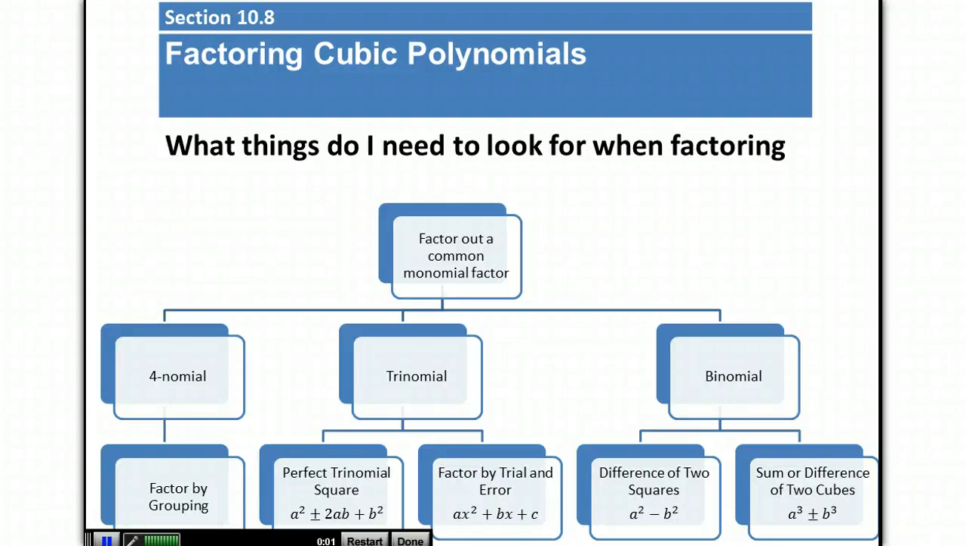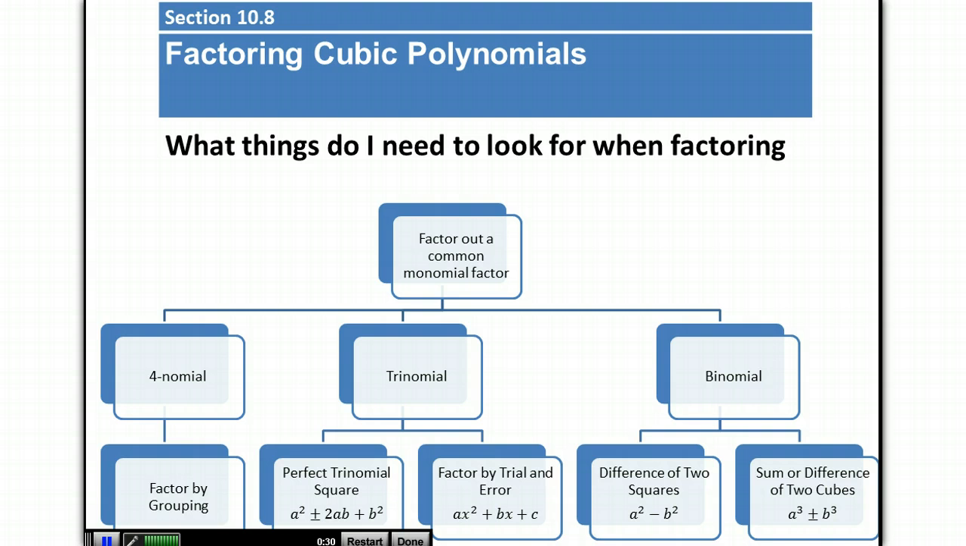You remember, this was the chart that we used to factor polynomials out. And the first thing that you always want to look for in factoring is to factor out a common monomial factor. After you factor out the common monomial factor, you want to decide if you have a four-nomial, which is 4 terms. If you have a four-nomial, you want to factor by grouping.